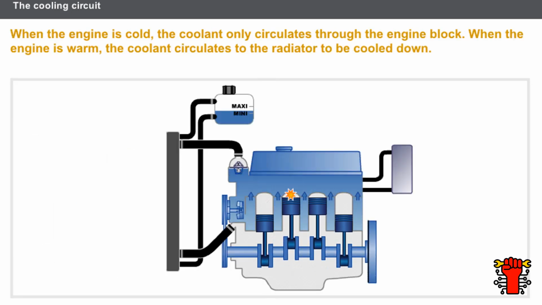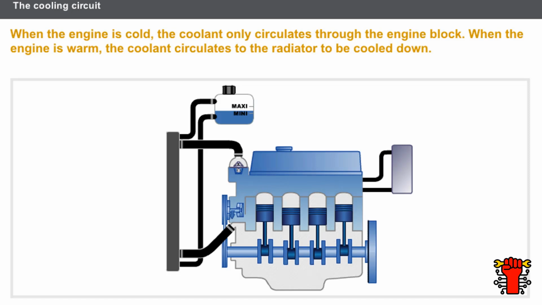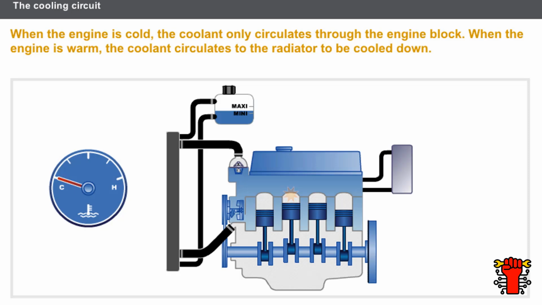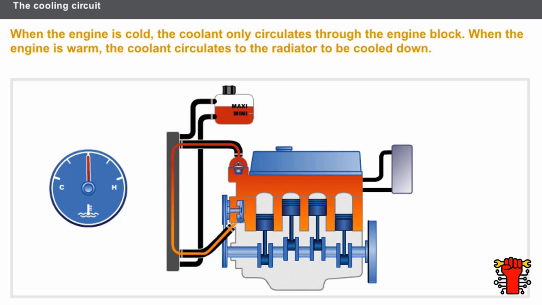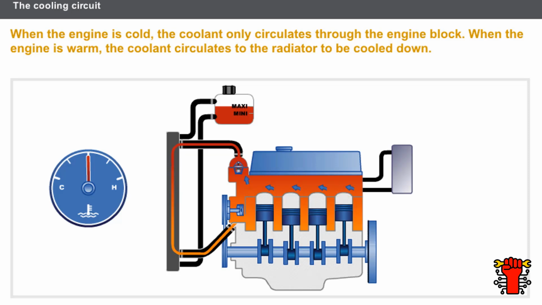When the engine is cold, the coolant pump circulates the coolant through the engine block only. As the engine warms up, the thermostat opens and lets the coolant circulate through the radiator to lower the temperature. The top hoses going to the radiator are hotter to the touch than the bottom hoses.